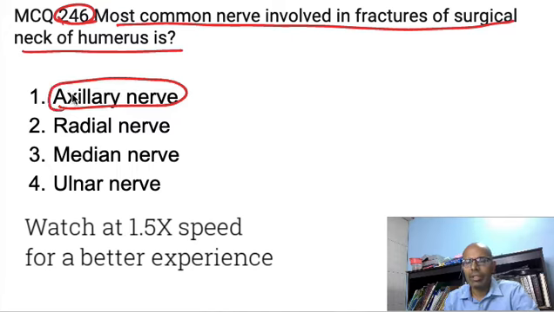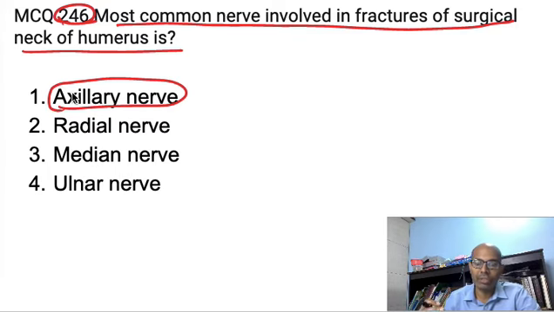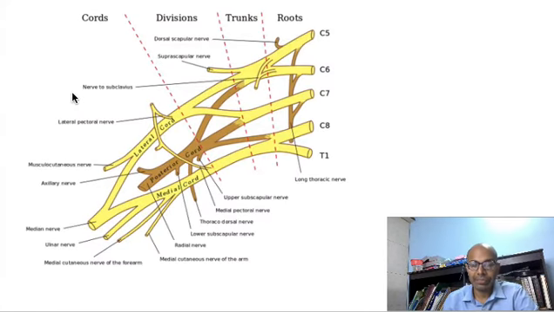The axillary nerve is in close association with the proximal part of the humerus, and therefore it's commonly involved, and it's very clearly known. So let's go through a few of these things about proximal humerus fractures and some nerves of the upper limb, so that we understand and reinforce our concepts regarding these things.